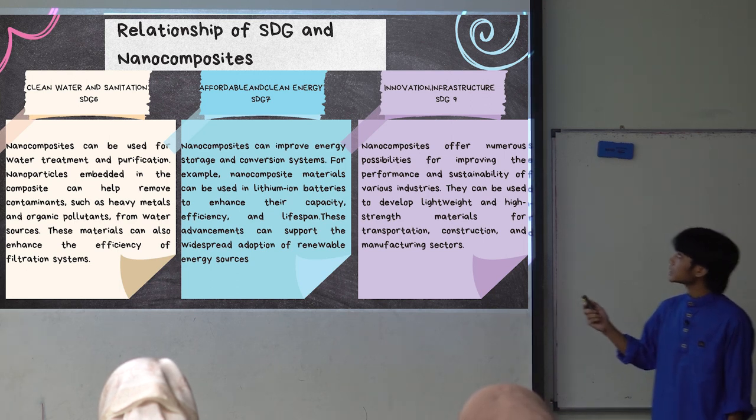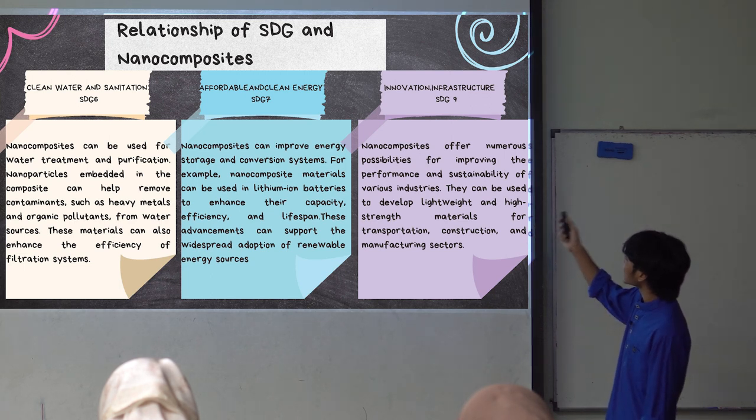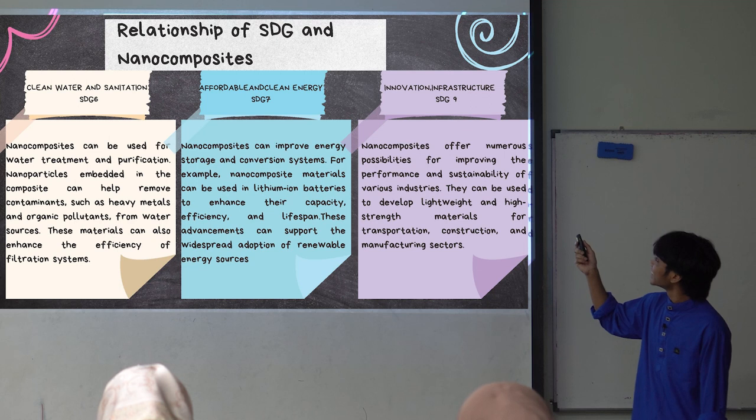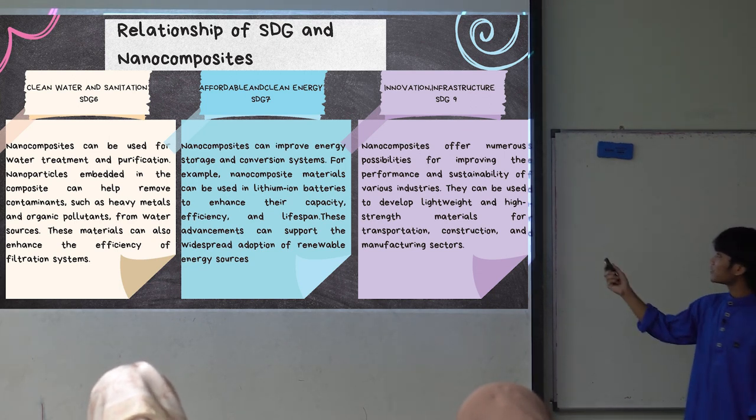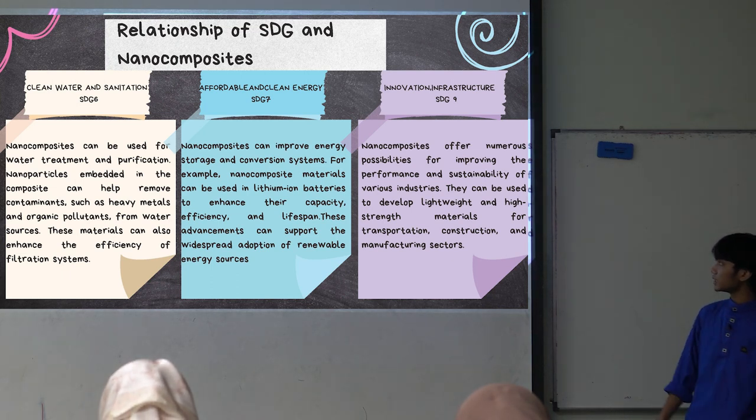For the third one is innovation. Supposedly it is industry, innovation and infrastructure. I don't know why the first part is missing. So this is SDG 9. Nanocomposite offers numerous possibilities for improving the performance and sustainability of various industries.